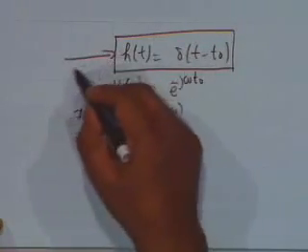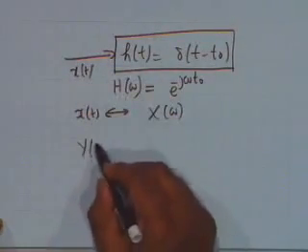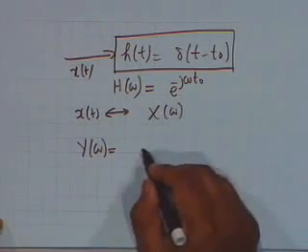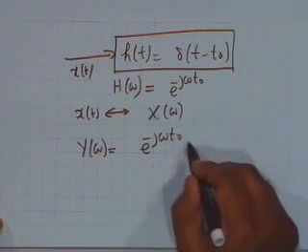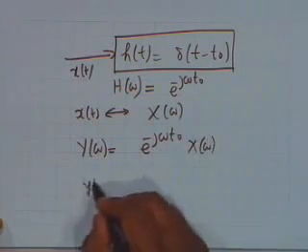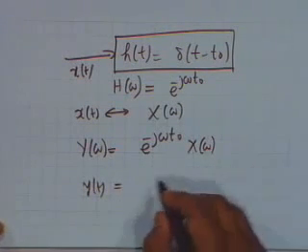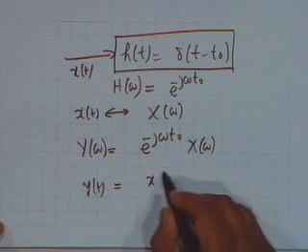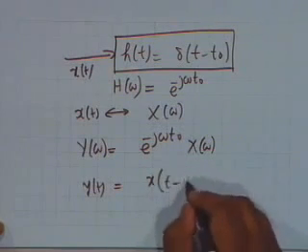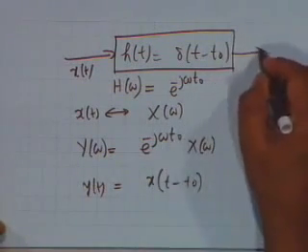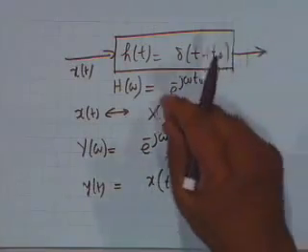then capital Y of omega is simply the multiplication of these two, that is e to the minus j omega t0 times capital X of omega. Therefore y of t, the inversion of the Fourier transform, is extremely easy. It is simply x of t minus t0. So an LTI system whose impulse response is a delayed impulse is simply a delay line. What it does is delay the input by the amount t0.